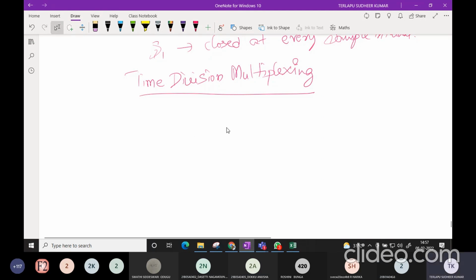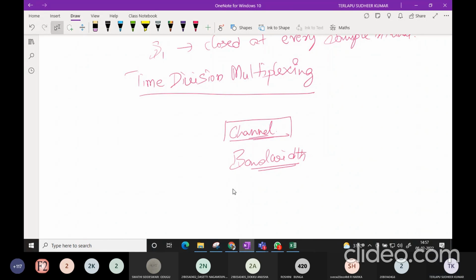In communication, the most scarce things are two things. One is channel. Channel is very limited. And the next one is bandwidth. Keep remembering. Everybody wants bandwidth. Everybody wants channel. Channel may be a coaxial cable or free space air. If it is wireless communication, air is the only channel we have.